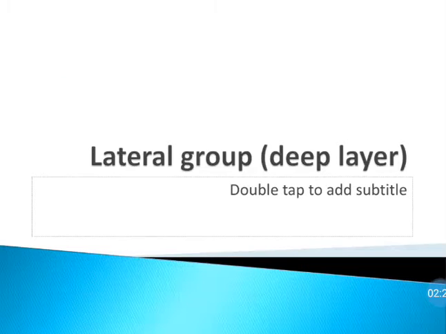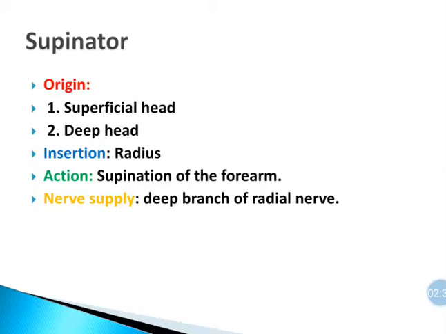Then we come to the lateral group, deep layer. The muscle present in the lateral group deep layer is the supinator. The supinator muscle originates from 2 heads, that is the superficial head and the deep head, and it is inserted into the radius. The action is supination of the forearm. Nerve supply is the deep branch of the radial nerve.